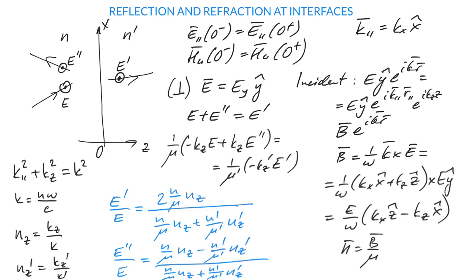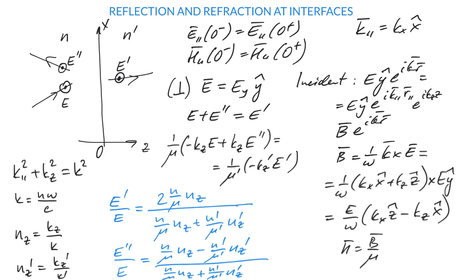So, if nz is real, then it can be replaced by the cosine of the incidence angle, and nz prime by the angle of refraction. And then these two formulas turn into the familiar Fresnel equations that can be found in any textbook. However, this also takes care of the case of total internal reflection, which occurs if nz is an imaginary number, meaning that kz is not a real but imaginary wave vector.